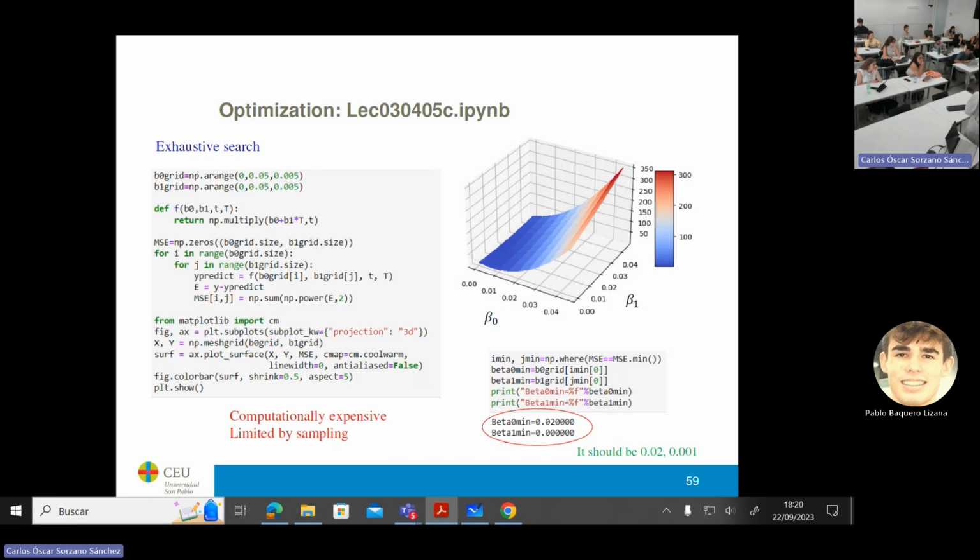Okay, so exhaustive search is expensive. And also it depends on your step size. If your step size is not small enough, you will not find the true parameter.